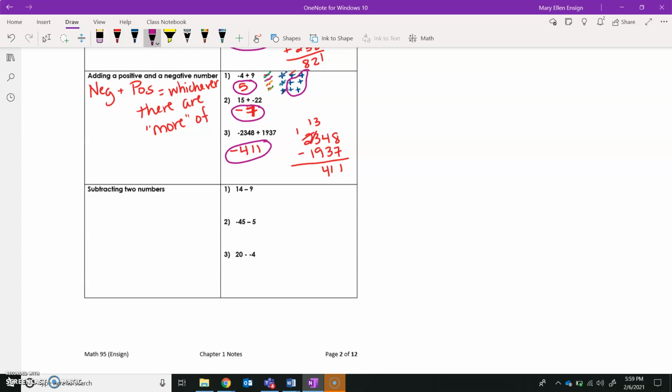Now for these, you can use your calculator in this class, but we want to remember what's happening behind the scenes so that when we get to some other situations where maybe we can't always use the calculator, we understand where those answers are coming from.